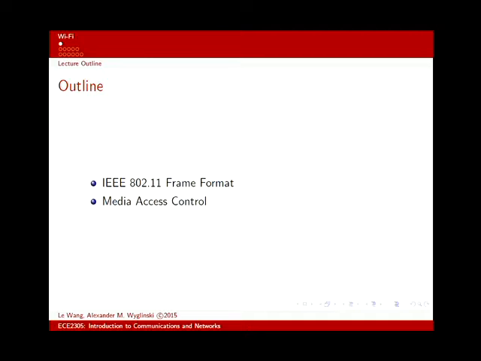What we're going to do is be introduced to the cousin of CSMA-CD, which is going to be CSMA-CA. Sounds very similar, but there's one notable exception which we will look at closely. But before that, we have to go through the details, because the devil's always in the details with respect to the frame format of 802.11.